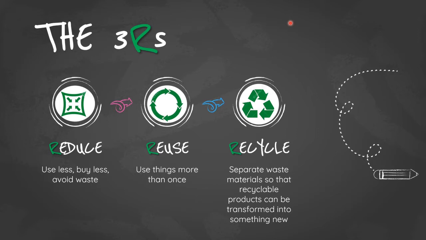So using reusable shopping bags to avoid plastic bags, repairing, regifting, composting. Clothes, boxes, books, those are all things that can be reused by another person. Recycling: separating waste materials so that recyclable products can be transformed into something new. For example, water bottles, soda cans, newspapers, those are things that can be recycled.